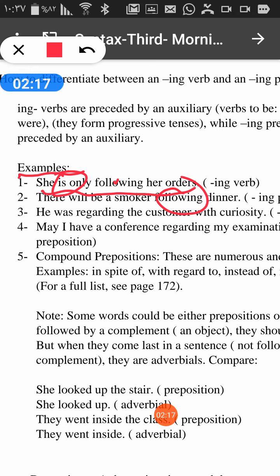He was regarding the customer with curiosity. Here, the ing in regarding is an ing verb because it is preceded by an auxiliary, was. And then, may I have a conference regarding my examination? Here, regarding is an ing preposition because it is not preceded by an auxiliary, and so on and so forth.